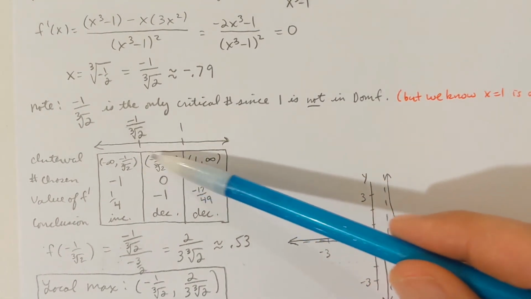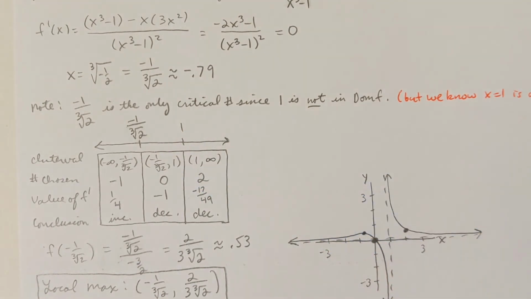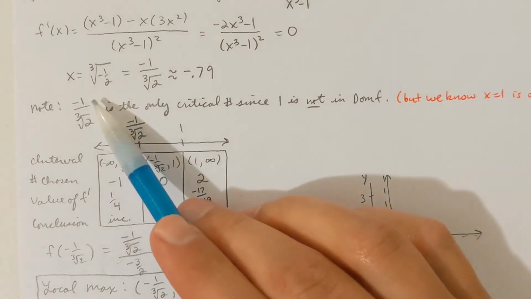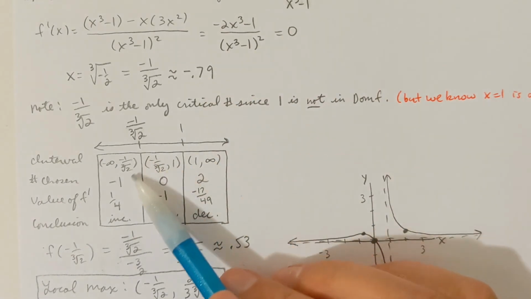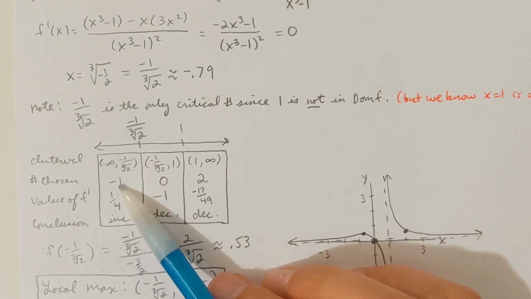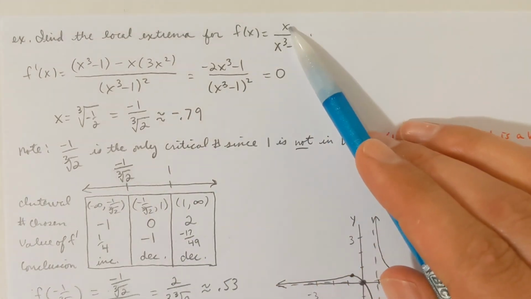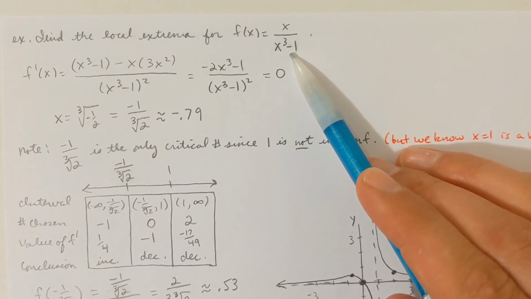And so I have set up my 3 intervals here, splitting up this number line into 3 groups. Okay, I need a number in the first group. Negative 1 over the cubed root of 2, that's roughly negative 0.79. So if you use negative 1, that would be in the first group. Plug negative 1 into the function. You're going to have negative 1 divided by negative 2.